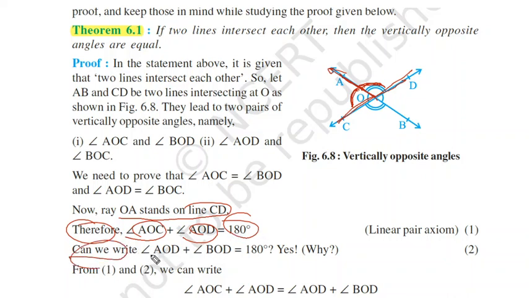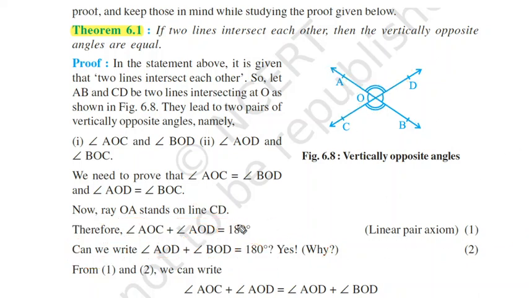Again we will write angle AOD plus angle BOD is equal to 180 degrees. Why? Because of the same story: ray OD is standing on line AB. That's why the sum of these two angles will be 180 degrees. Now we have statement 1 and statement 2. So write it as statement 1 and statement 2.